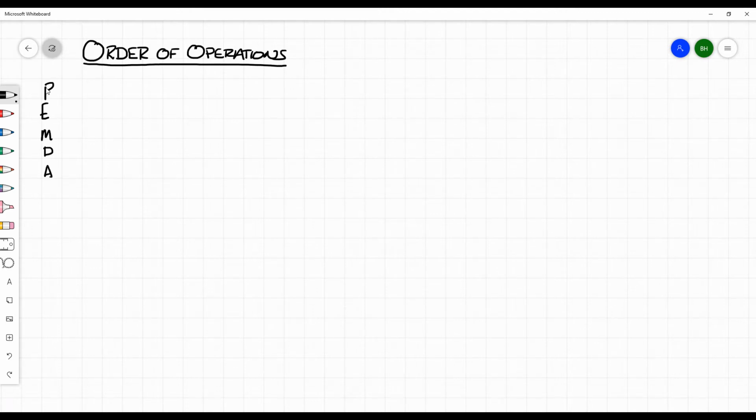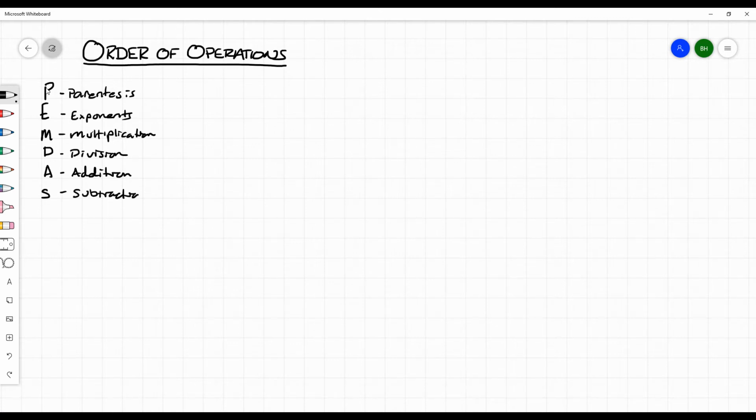PEMDAS, a lot of students tend to remember the name, but you don't really quite remember what it means. The P stands for parentheses. The E stands for exponents. The M stands for multiplication. D stands for division. Excuse the handwriting. And then A stands for addition. And then S stands for subtraction.